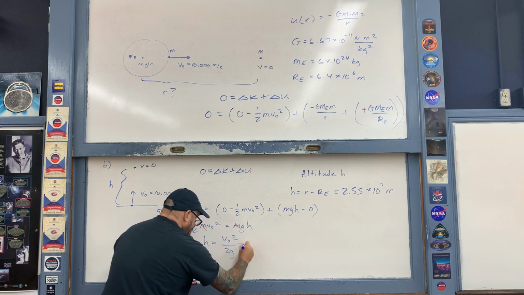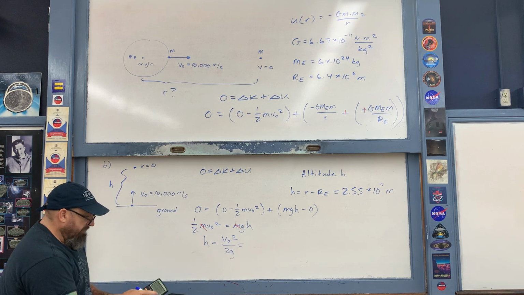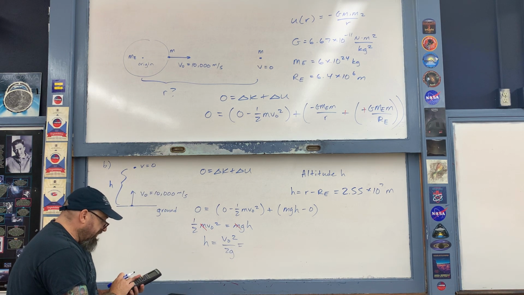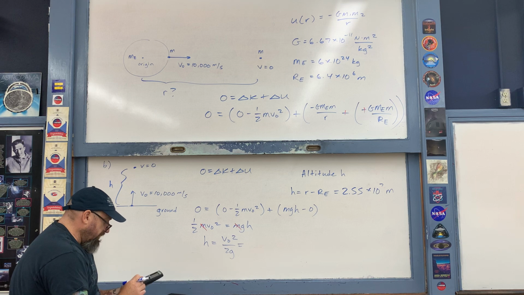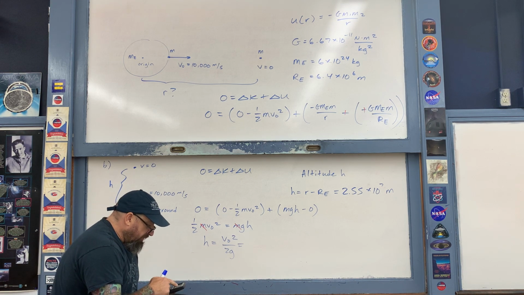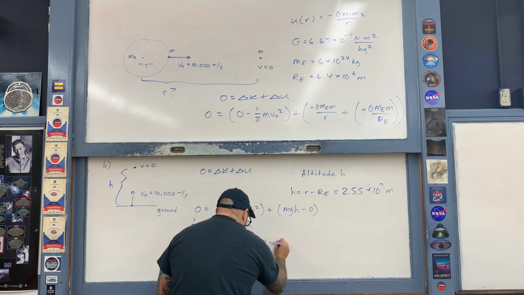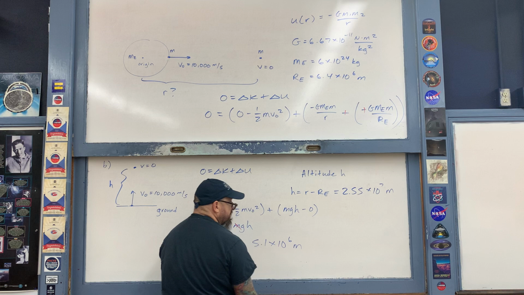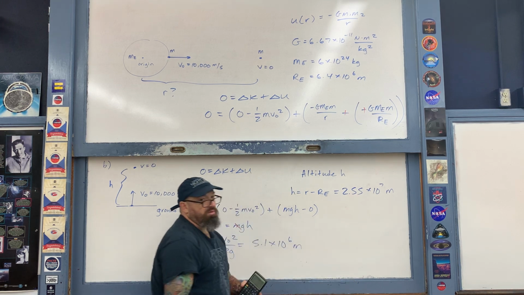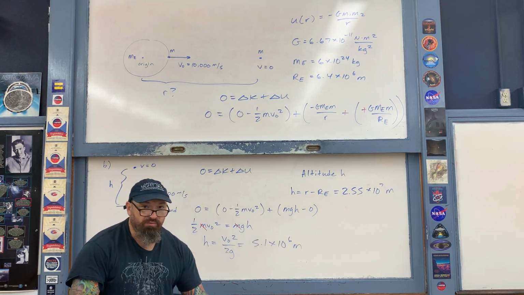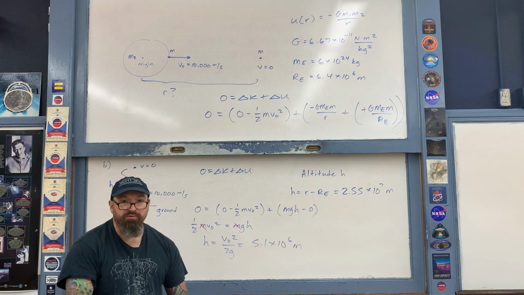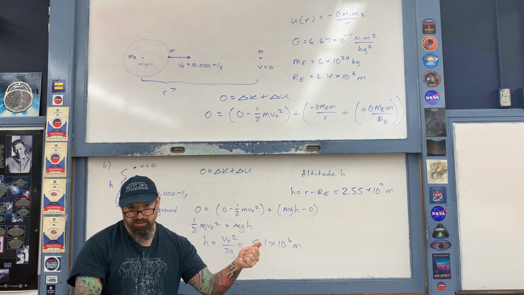That then gives us the following, and now let's plug it in and see what we obtain. Okay, so in the numerator, I have 10,000 squared, and then divided by 2 times g. And this ends up only being 5.1 times 10 to the 6th meters, like so, considerably less than the actual value. Once again, the actual value is as large as it is because the force of gravity gets weaker with distance.